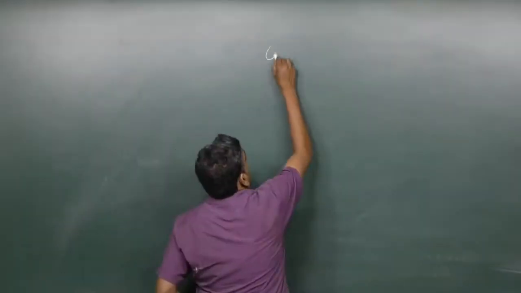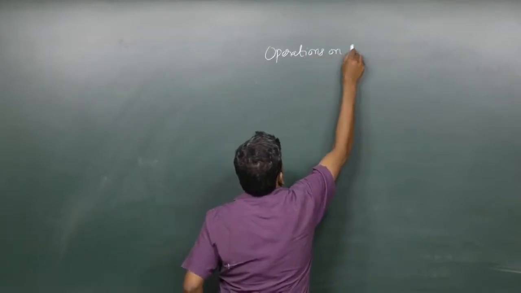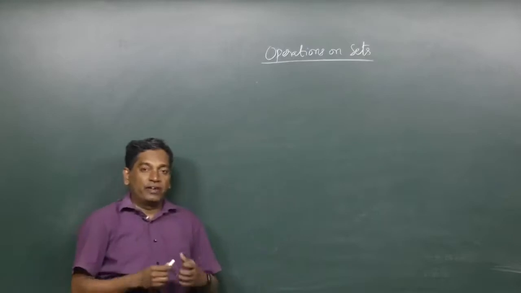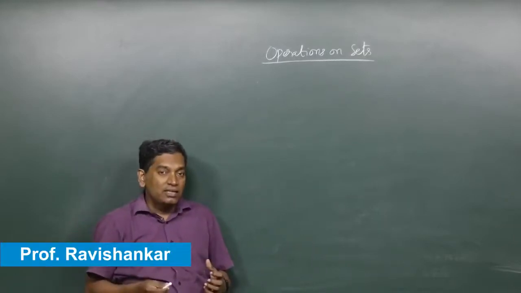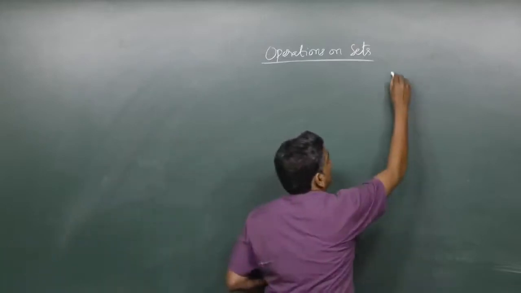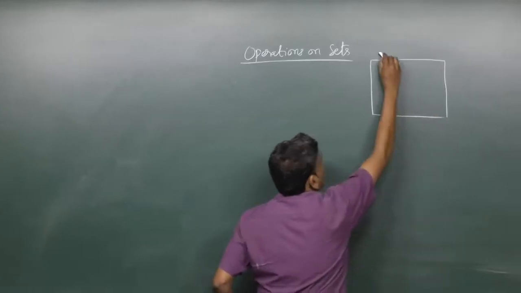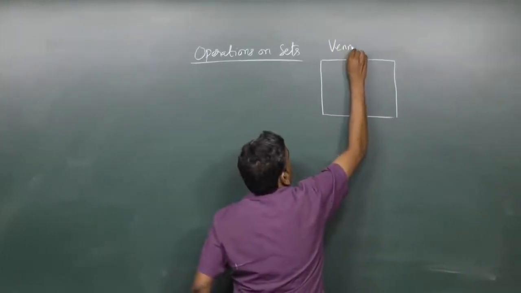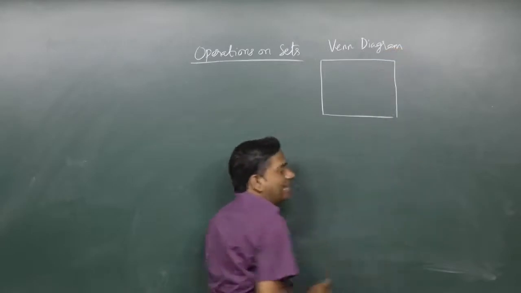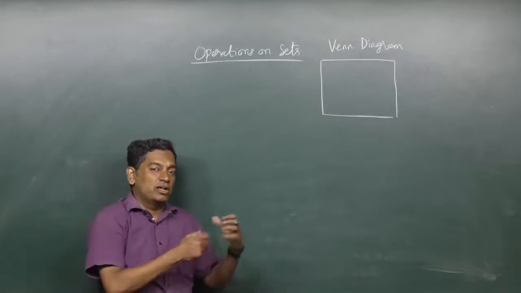The next idea is operation on sets. For example, if you want to find union, intersection, etc. of many sets, how do we do? Well, first thing we need to understand for that is we represent sets using what is known as a Venn diagram. This is just a diagrammatic way to understand what is happening conceptually.